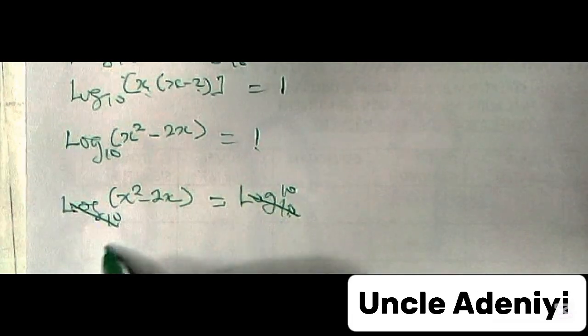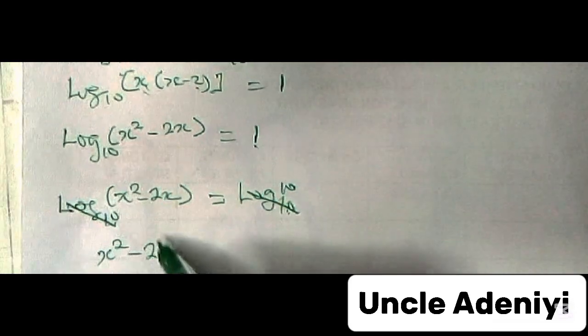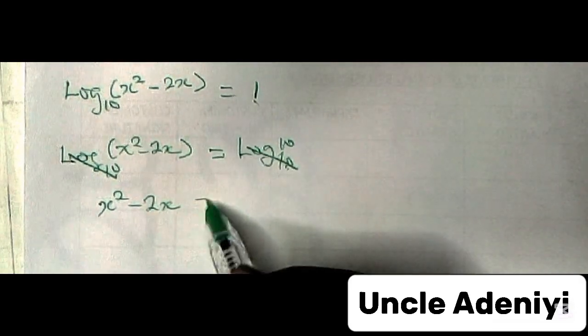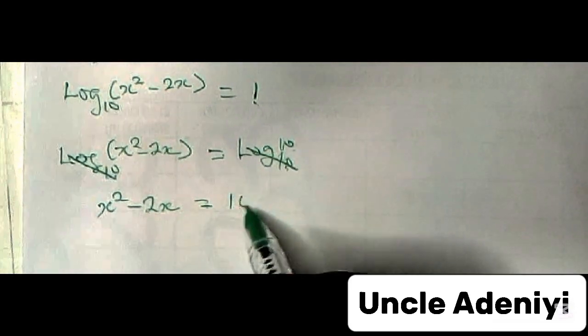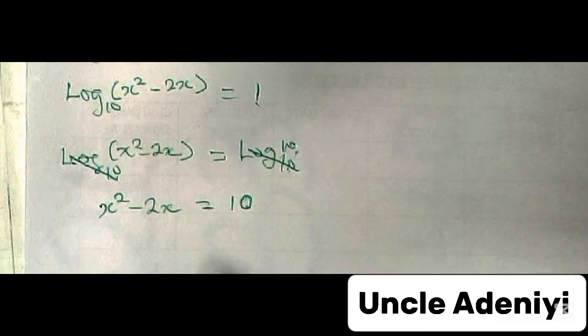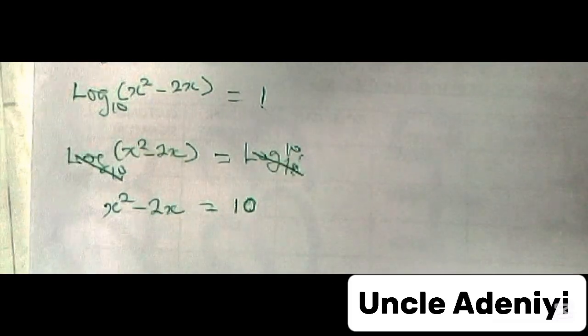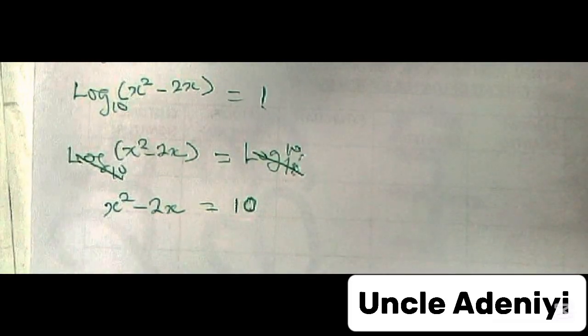Do you understand? So it will now give x squared minus 2x equals what? The remaining one here is 10. What remains here is 10, right? So now let's turn this to a quadratic equation.